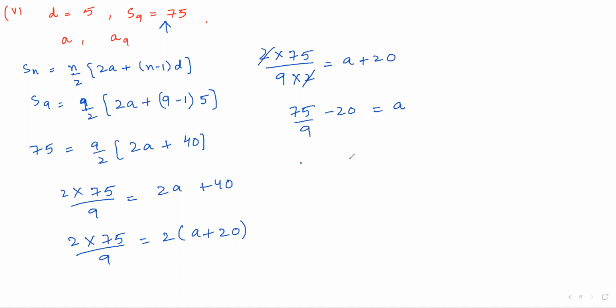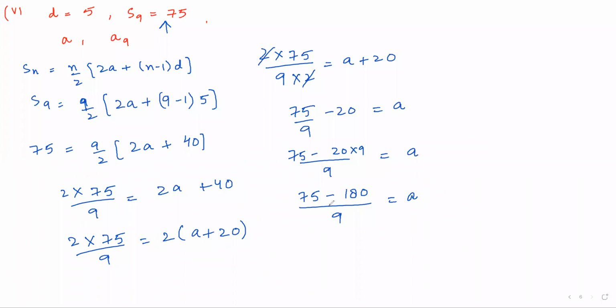Now you take LCM. So 9 and then 75 minus 20 into 9, right? Is equal to a. Okay. So 75 minus 2 into 9 is 18, so 180 divided by 9 is equal to a, right? Okay, how much is 180 minus 75?